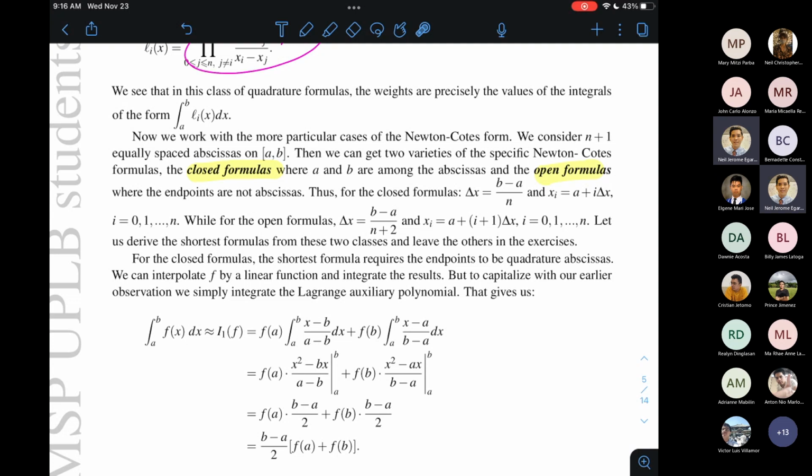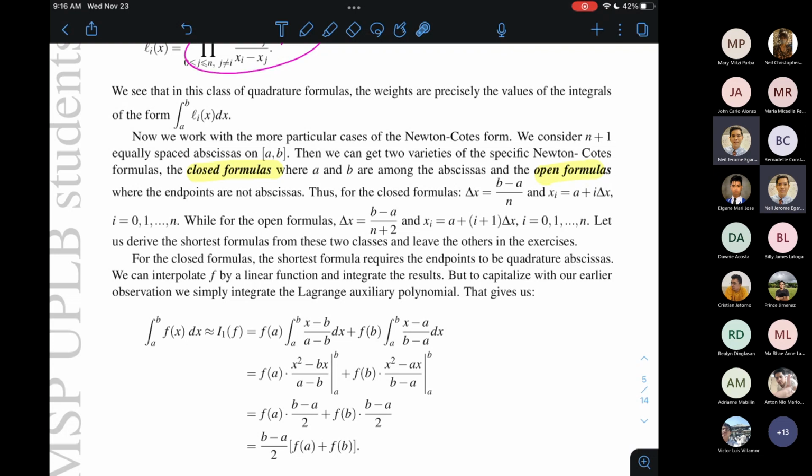Because there could be some problems with the endpoints like the discontinuity of your function little f, or si little f ay hindi defined dun sa isa sa mga boundaries. So there's no point in using the bounds of the integration interval. All right? Pero kung wala namang problema, edi gamitin mo na yung closed formulas. Kasali si a at saka si b doon sa endpoints, doon sa interpolation process.